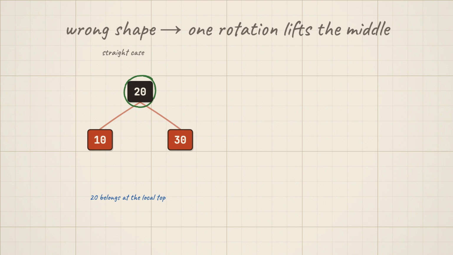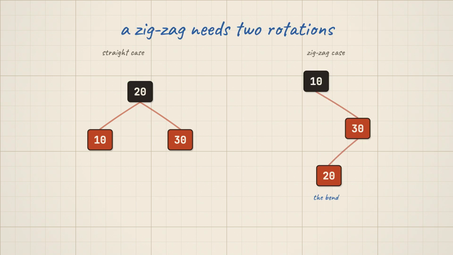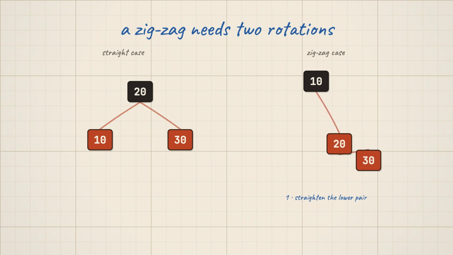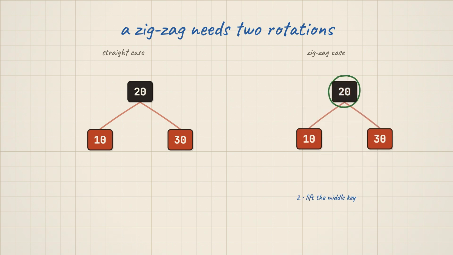What if the keys form a zigzag? We already discovered this repair in the AVL chapter. First, rotate the lower pair to straighten the bend. Then rotate again to bring the middle key to the top. The movements are ordinary BST rotations. The colors tell us how the result should be interpreted as a wide node.